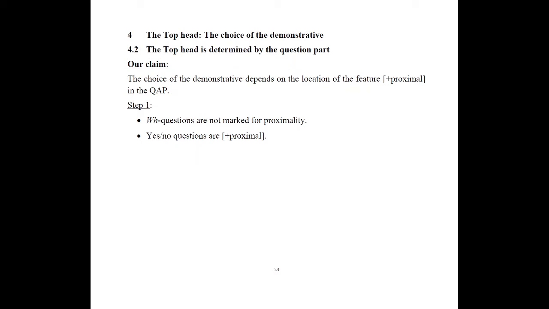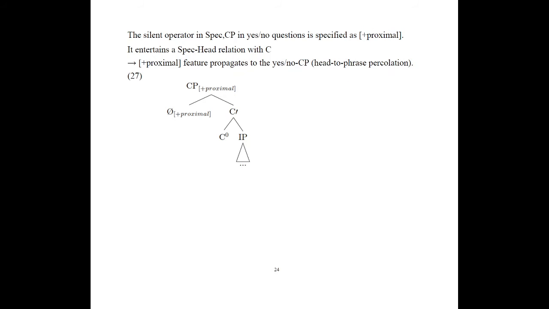So to explain this correlation, we propose that the choice of the demonstrative depends on the location of the feature plus proximal in the QAP. So step 1, we argue that wh-questions are not marked for proximality, they don't have this feature, but in contrast, yes-no questions are plus proximal. So we suggest that the silent operator in Spec CP in yes-no questions is specified as plus proximal. Then this operator entertains a spec-head relation with the C head, and then the plus proximal feature from the C head propagates to the yes-no CP as a whole by this head-to-phrase percolation.